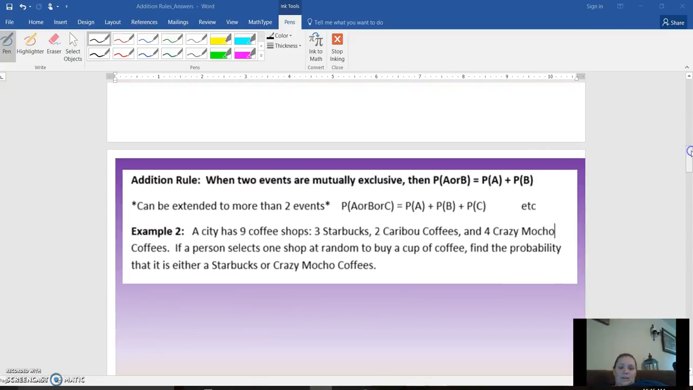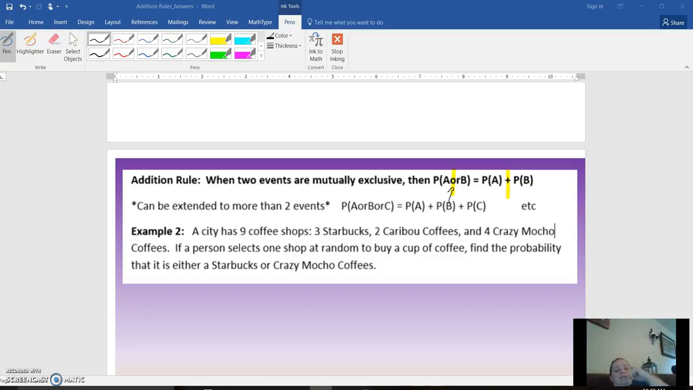All right, so when they're mutually exclusive, this is where that or comes in, and you add. So if you've got more than 2 things, 3 things, 4 things, you just add all of those up. So or means add. And so the city has 9 coffee shops: 3 Starbucks, 2 Caribou Coffees, 4 Crazy Mocha Coffees. You have to say it like that if you're going to do stuff.